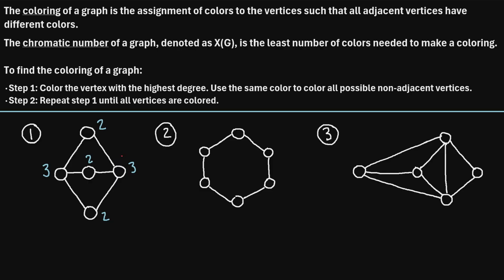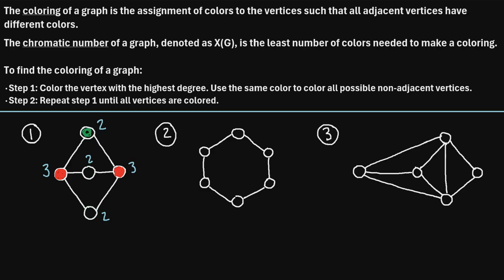Now we can pick any color that we want to color this vertex. So I'll just choose red for this example. So let's color this vertex red. And now what we're going to do is color all of the vertices in the graph that are not adjacent to this vertex. So we can see the only other vertex that is not adjacent to it is this one right here. So we'll color this one red as well. Then we'll move on to the next highest degree vertex. So we can see that all of the remaining vertices have a degree of 2. So we can pick any one of them that we want.